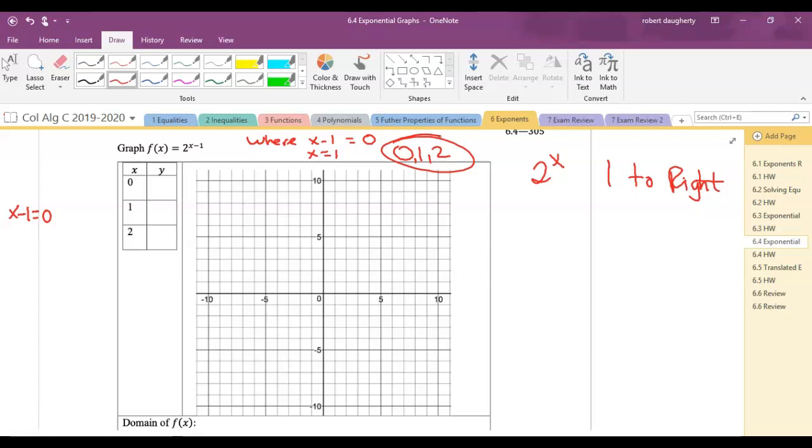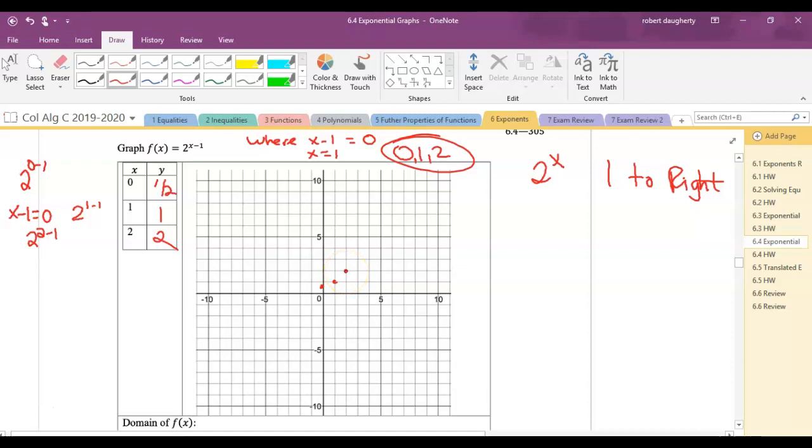So if I plug in a 1 here, I get 2 to the 1 minus 1. What's 1 minus 1? 0. What's 2 to the 0? 1. Okay. And then right here, this is going to be 2 to the 2 minus 1. What's 2 minus 1? 1. What's 2 to the 1? 2. Okay. And then this is going to be 2 to the 0 minus 1. What's 0 minus 1? Negative 1. What's 2 to the negative 1? 1/2. Okay? So those are my points: 0, 1/2; 1, 1; 2, 2. Okay?